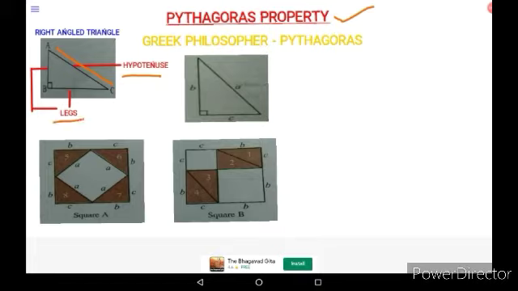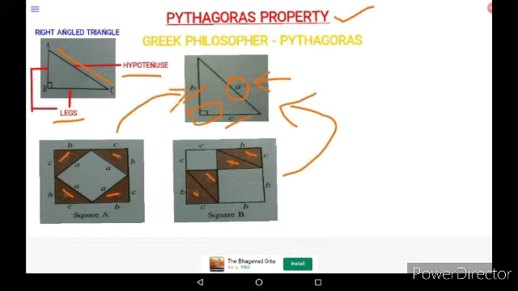squares on the legs. Now, for this, we need to take a right angled triangle. I am taking this right angled triangle. This is the hypotenuse, these are the legs. This is the right angle. Now we need to make 8 identical triangles like this. I have made the 8 identical triangles: 1, 2, 3, 4, 5, 6, 7, 8. These triangles are identical to this one. Not the squares, only the triangles.